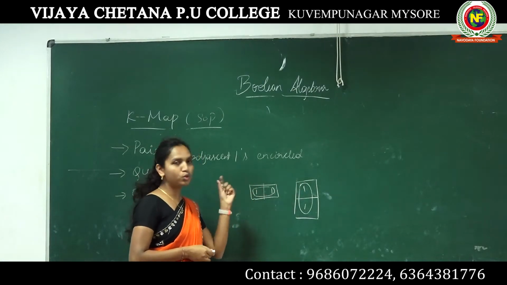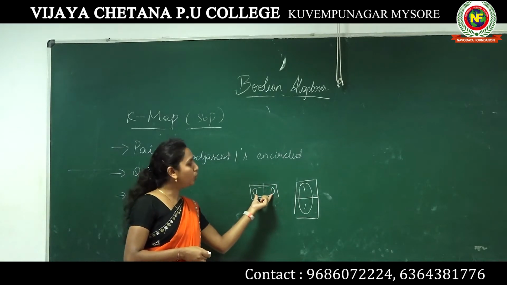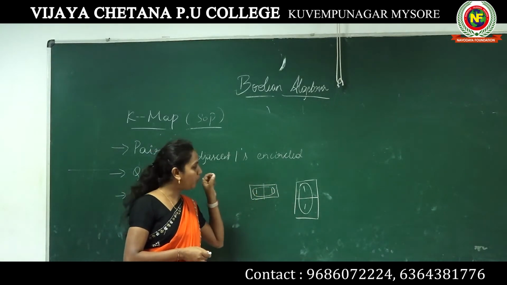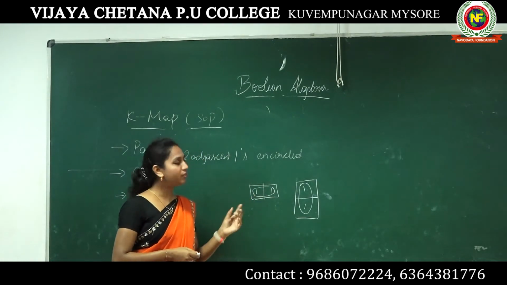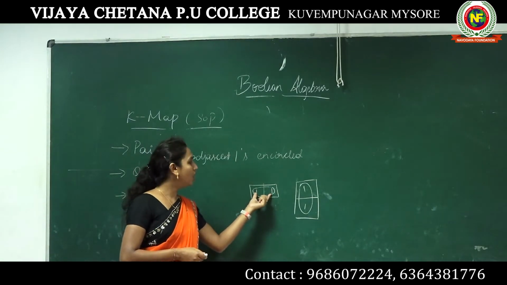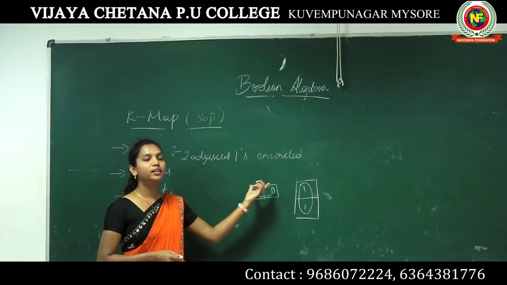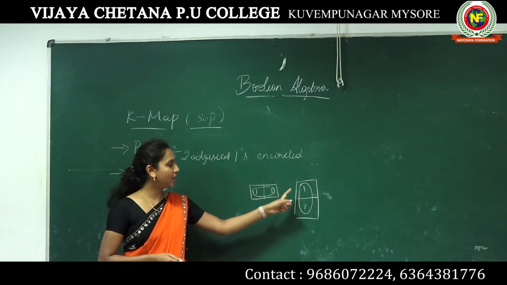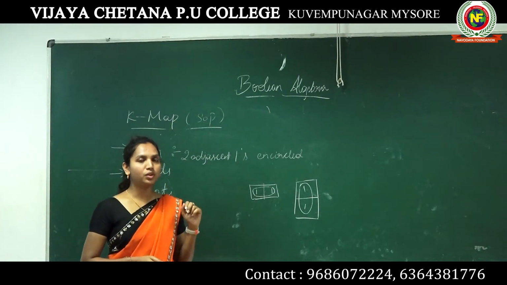So as of now, you should know what a pair is, how to define a pair, and how to find a pair in a K-map. If in a K-map there are two ones placed together, or two adjacent ones together, that is called a pair. We encircle those two ones. So that is a pair.